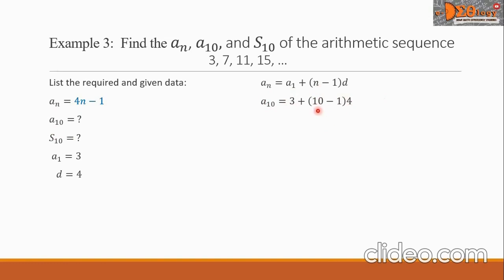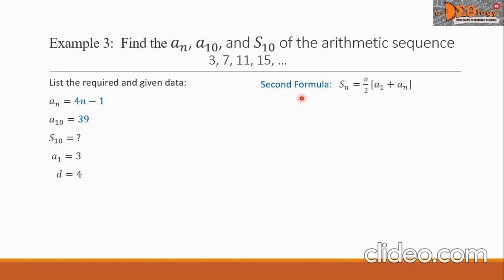Simplifying further, this 10 minus 1 gives 9, and let us multiply 9 by 4 is 36. Then the sum of 3 and 36 is 39. This is our a sub 10, the 10th term. Let us copy this value opposite a sub 10 in here. Then let us clear the board and solve now for s sub 10, the sum of the first 10 terms.